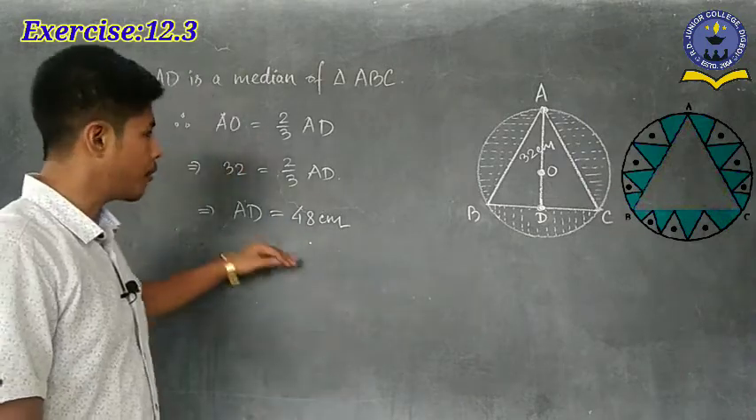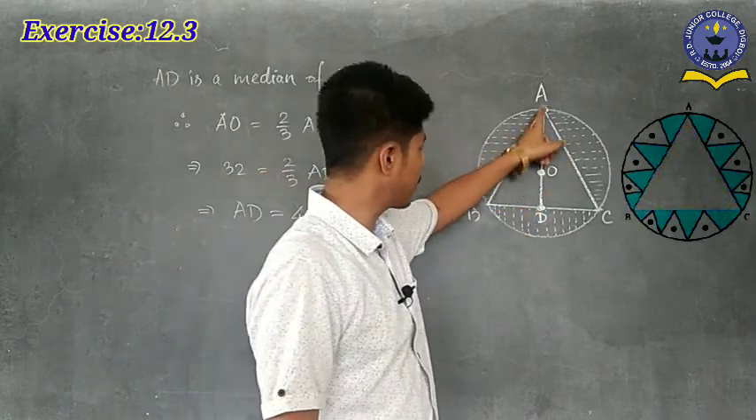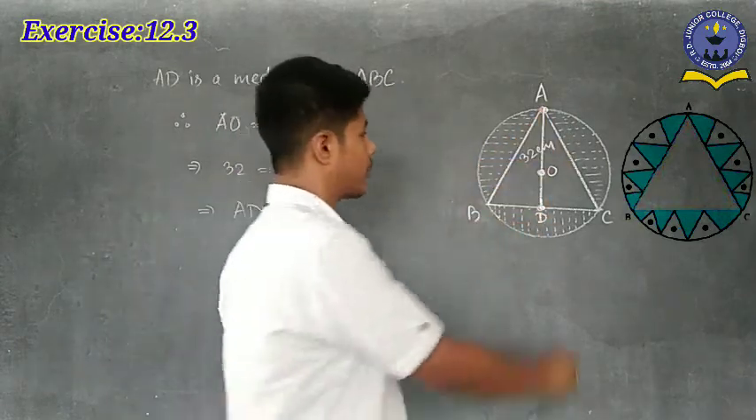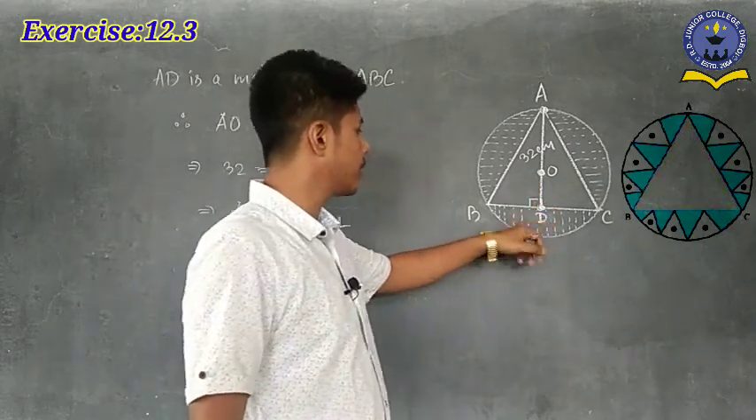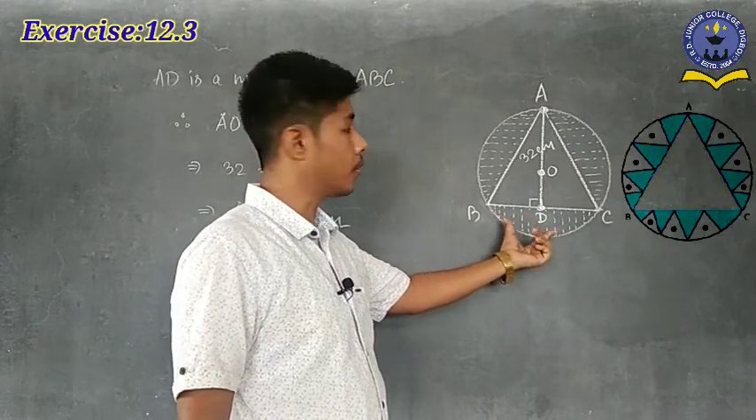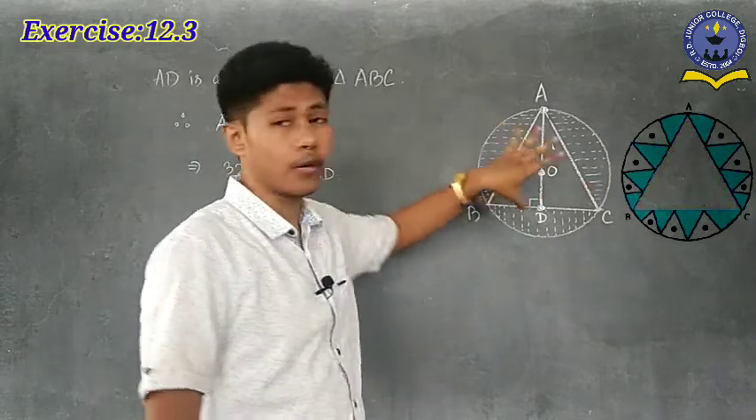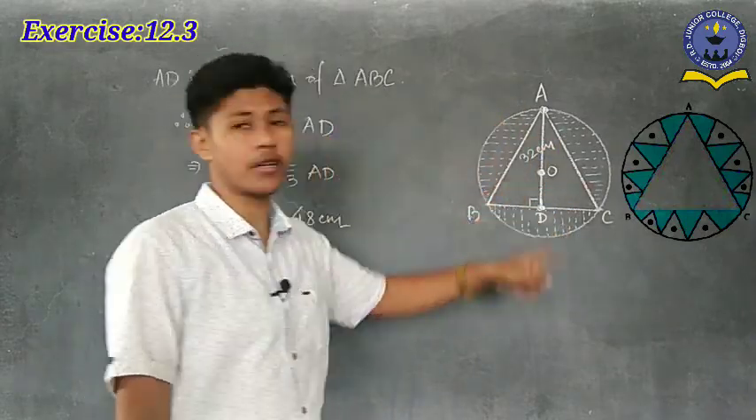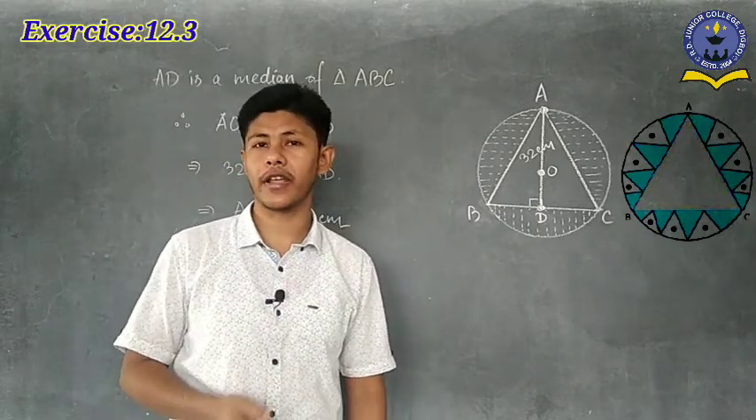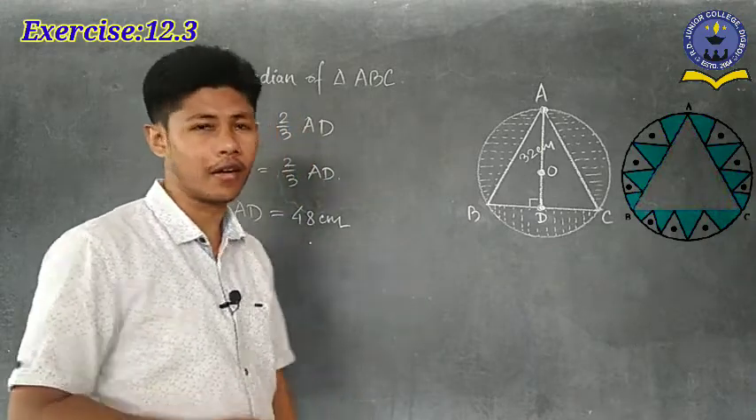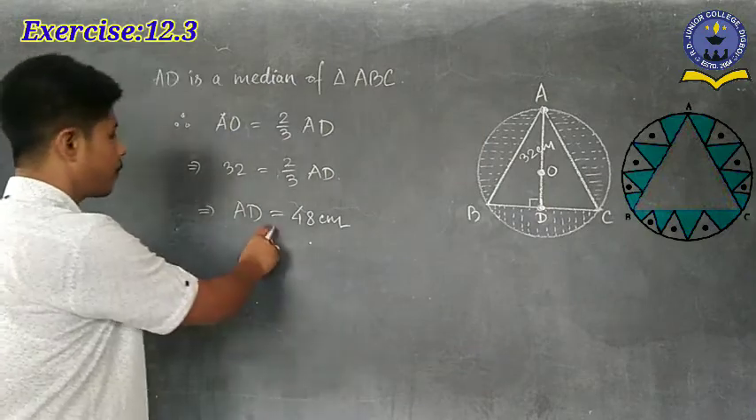So now, why do we find AD? Since this is a right angle triangle, if you see ADB, why is it a right angle triangle? Because it is a median, so it is a right angle triangle. BD length we don't know, AB or BC length we don't know. Since we need the area of this equilateral triangle, the area formula is root 3 by 4 into side square. That means anyhow we have to find the side here. For that reason, first of all we find this AD length. So AD length we get here 48 centimeter.